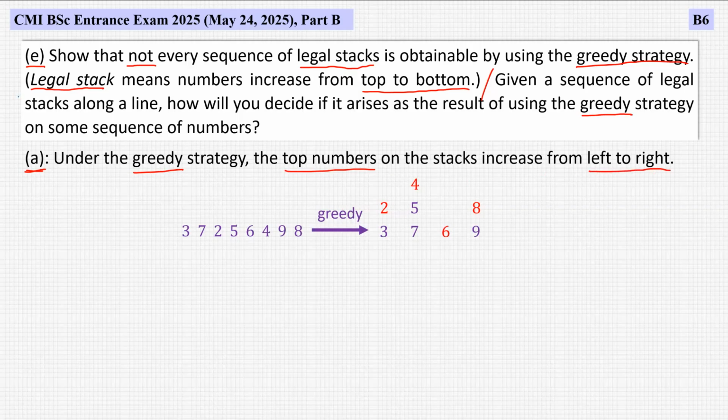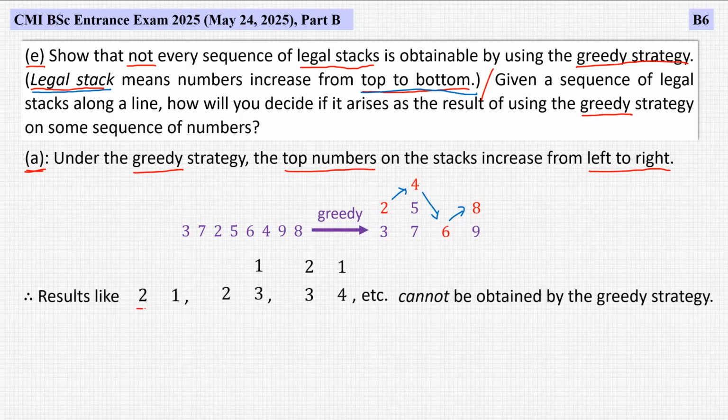Therefore, we can provide counterexamples asking the problem in the following way. We construct a sequence of legal stacks, that is, numbers increasing from top to bottom, but in a way that the top numbers of those stacks do not increase from left to right. For example, 2 followed by 1, 2 followed by 1, 3, 2, 3 followed by 1, 4, etc. cannot be obtained by the greedy strategy.